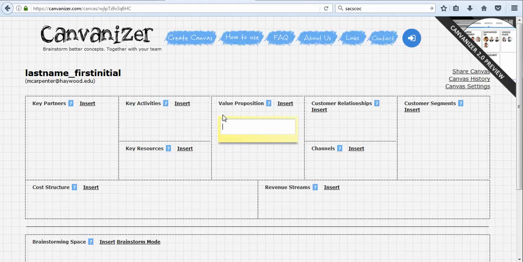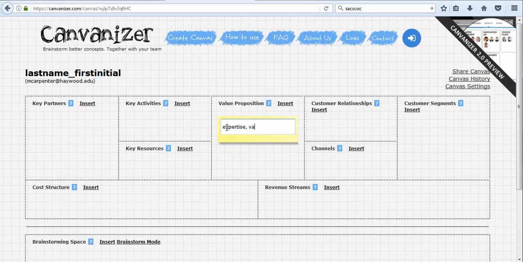So I'm going to double click, and it pops up this little thing that, in my opinion, looks like a sticky note. And what I'm going to put here are all the things that I can think of that are value propositions for my firm. So what is my firm selling besides the actual product? What value am I selling when I sell my socks?